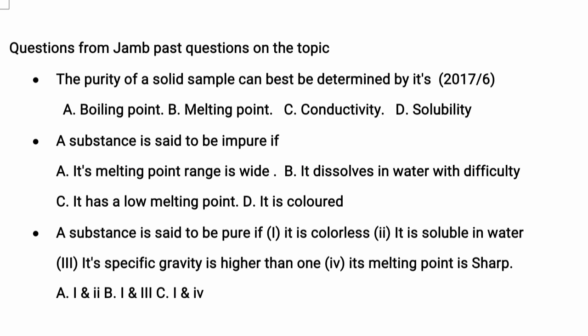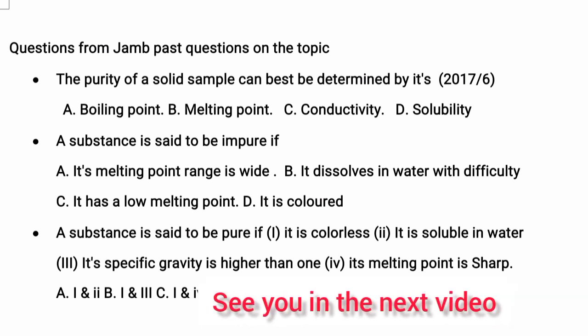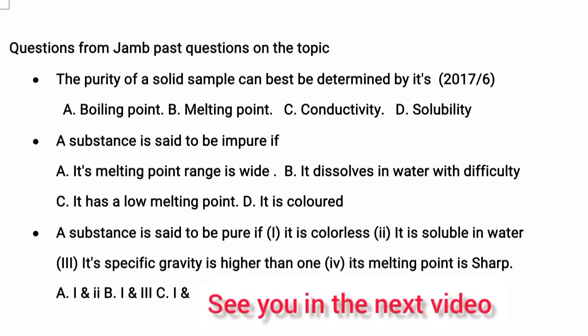Number 3, a substance is said to be pure if: it is colorless, it is soluble in water, its specific gravity is higher than 1, its melting point is sharp. From the options there, the answer is B, because it is colorless. Most pure substances are colorless. They have the attribute of being colorless: diamond, water, salt, sugar. Then they have a specific gravity which is higher than 1, because water is the base for specific gravity, like I told you before. So we usually have a specific gravity higher than 1.